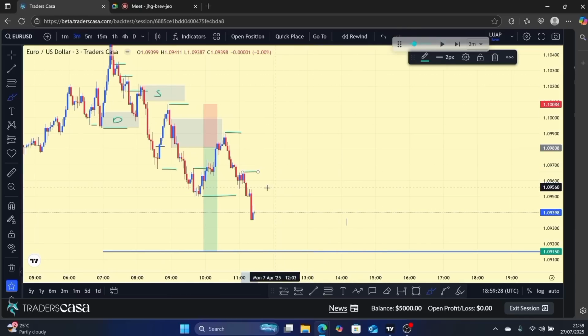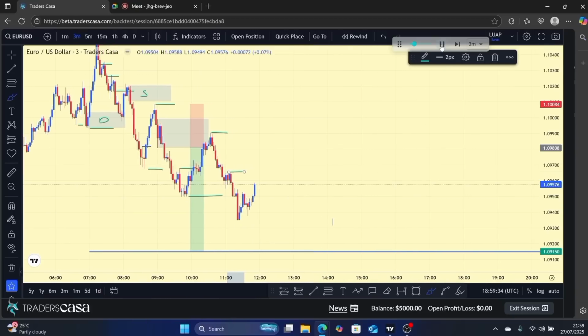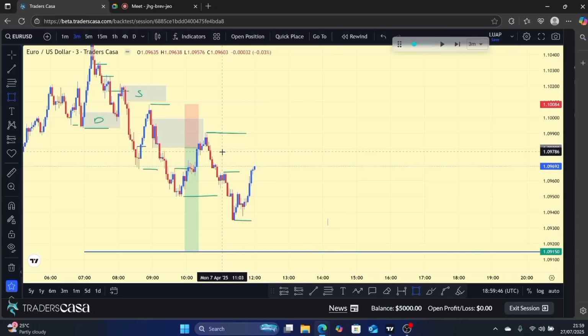All right, is this an inducement? No, it's not a valid pullback, so I'll still continue running price. And exactly right there, price has made that closure. So this means that this here is our trading range low. This one here is the major inducement, and this one here is our order block exactly right here.